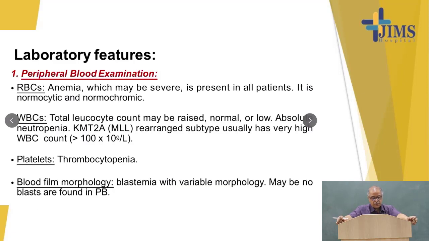Laboratory features in peripheral blood: there will be anemia, which may be severe. It is present in all patients, and it is generally normocytic normochromic anemia. The total WBC count may be raised, normal or low, according to the displacement of normal marrow cells by the leukemic cells. There is absolute neutropenia. KMT2A-MLL rearrangement subtypes usually have a very high WBC count, more than 1 lakh. There is thrombocytopenia. On blood film morphology there is blastemia with variable morphology; there may be no blasts found in the peripheral blood, in which case it may be the leukemic variety.